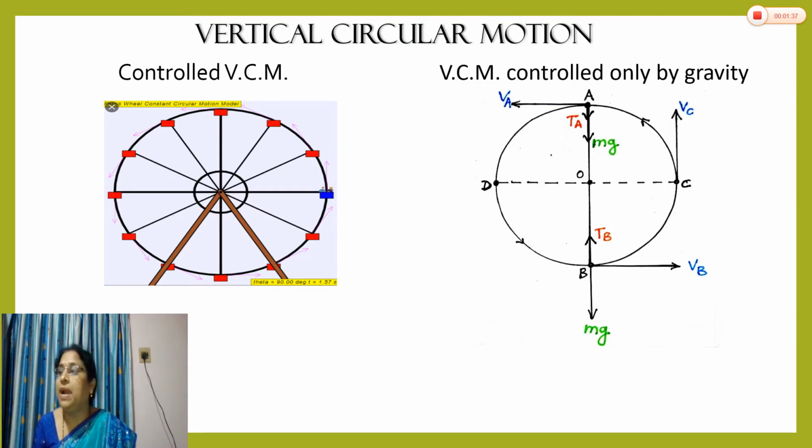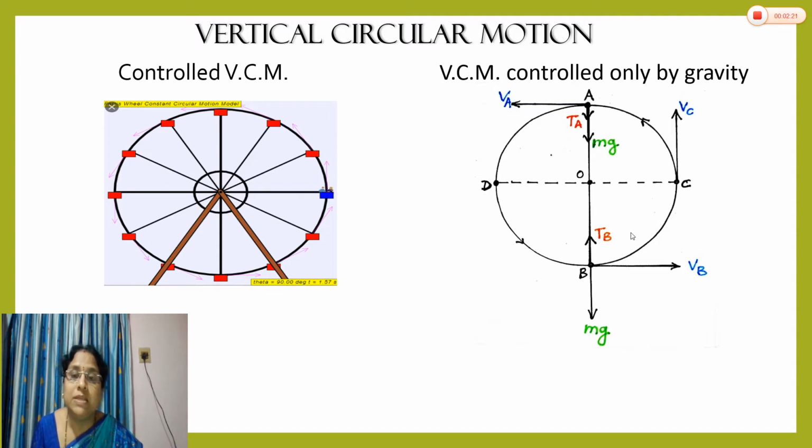If you have ever enjoyed a giant wheel, it is the best example of controlled vertical circular motion. There the energy, the power, is given to the object externally. In your syllabus, you have to study vertical circular motion controlled only by gravity. Here, the entire kinetic energy is governed by gravity. Once the energy is given to the object at the lowest position and the object is whirled in a vertical circle, the object moves along the circumference of the circle. That motion is called vertical circular motion.